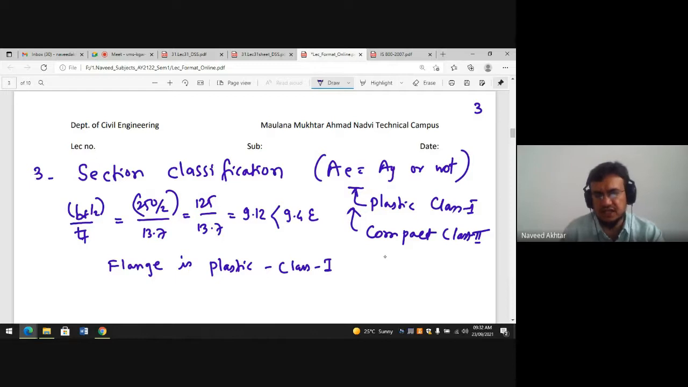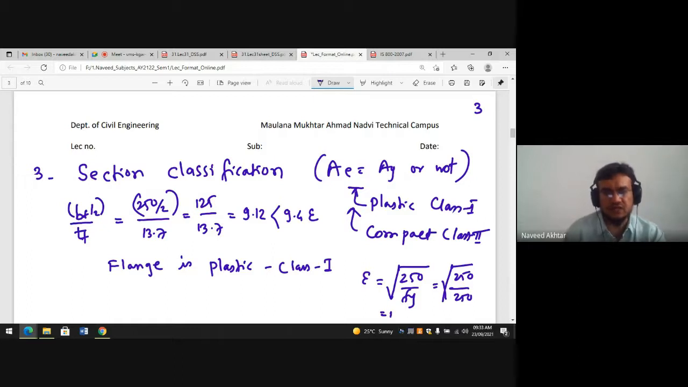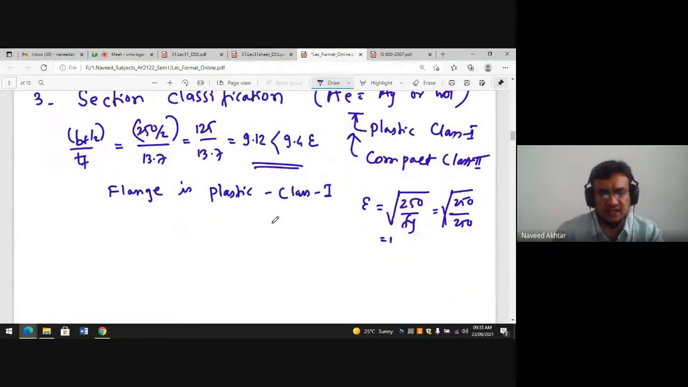And what is epsilon? Many times I have told you it is the root of 250 upon fy. Here fy is 250, so 250 upon 250 is 1, and the root of 1 is 1. That's why this limit is 9.4. So this value is less than 9.4, and you can say it is class 1.